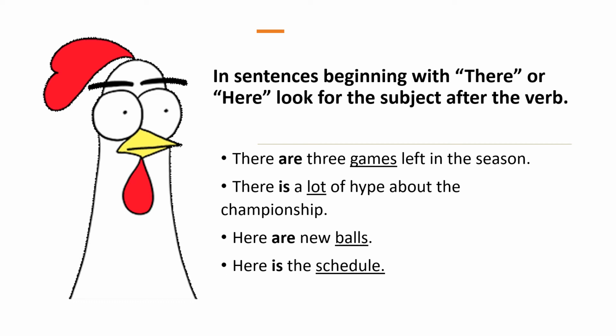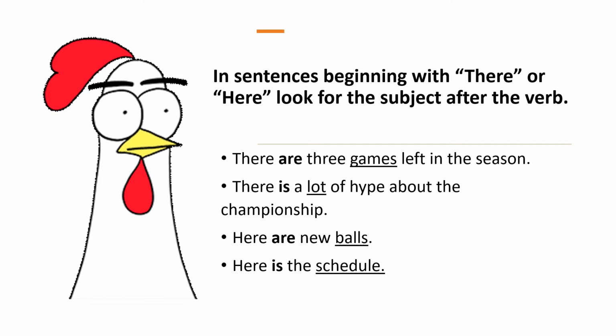There are 3 games left in the season, okay? There are 3 games. What are we talking about? Games, okay? So games is the subject. So you want to make the verb agree with games. So you choose plural are. Let's look at the next one. There is a lot of hype about the championship. What are you talking about? Hype. Hype is singular. Get a singular verb. Is. I think you guys are probably getting the pattern now.